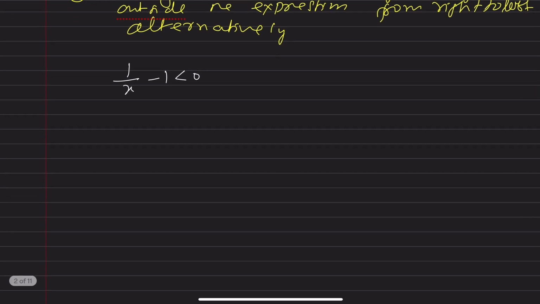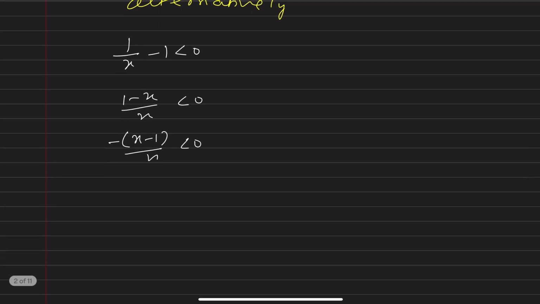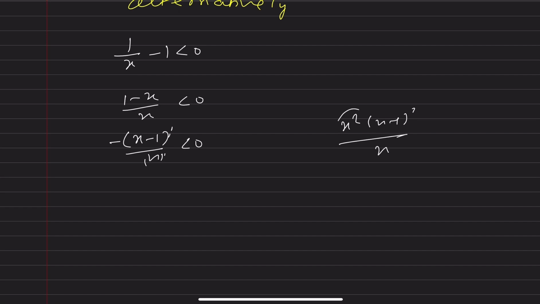To solve it using the Wavy Curve method, we have to find the values of x. Let me simplify this expression: 1 minus x over x less than 0. We can write it by taking the negative sign out: x minus 1 over x less than 0. Now you can see x minus 1 to the power 1 and x to the power 1. These are all odd powers of x, right? We have to consider only such expressions. Like if we have x square into x minus 1 and x, you don't have to consider x square.